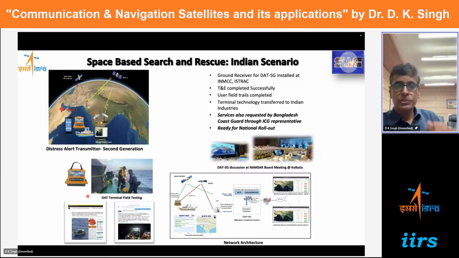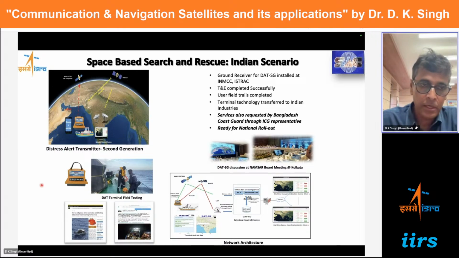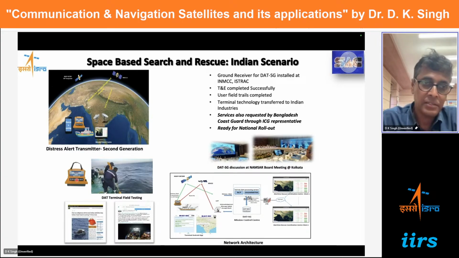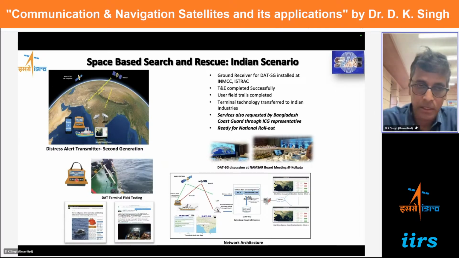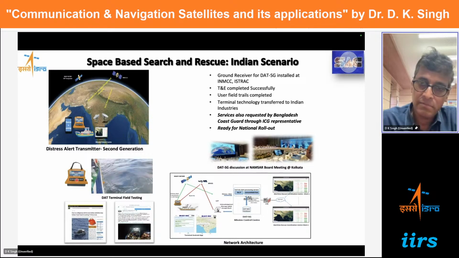India has also made its own contribution to the search and rescue system. We have a transponder in our geo satellite, and we have the ground system called distress alert transmitter, which you can see here, which can be given to a ship or to fishermen, and the fishermen can get messages in the local language, any warning issued because of bad weather and all. So this is also one of the very important use cases, with very high social impact.